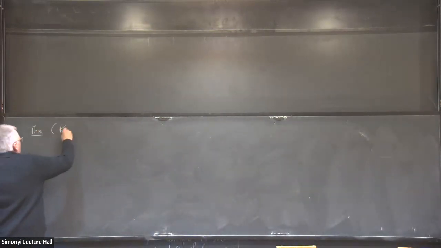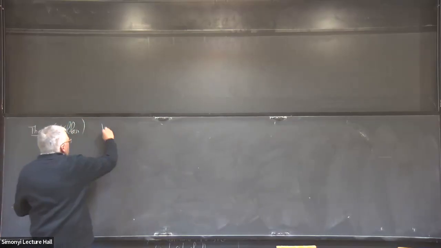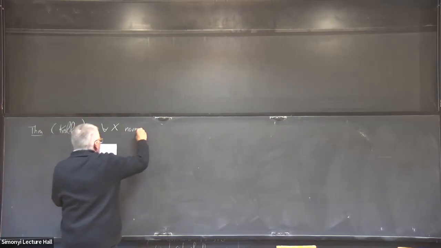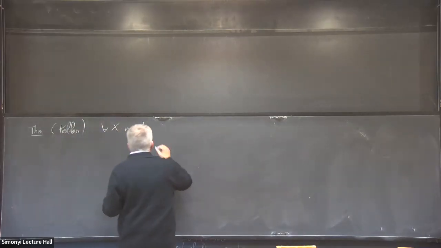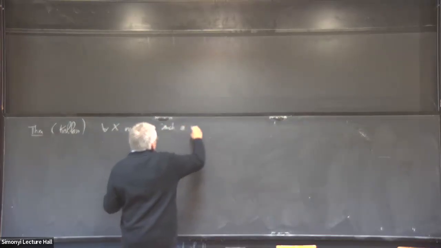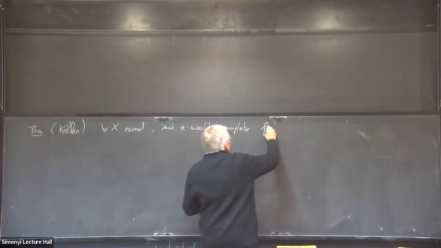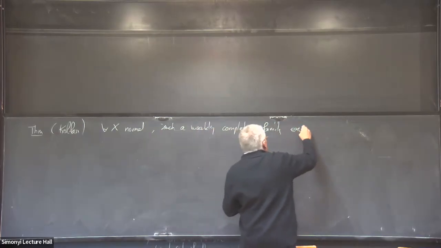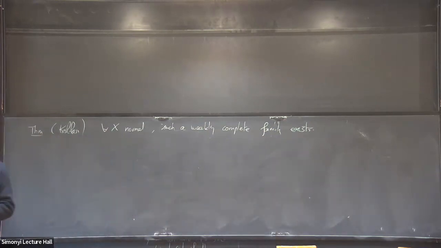So now the theorem that I discovered in some papers by Kollár is that actually for any X normal variety, not necessarily projective, this is an important point, such a weakly complete family exists. In other words, it's really possible to parameterize all those normalizations of algebraic subvarieties in topologically locally trivial families.